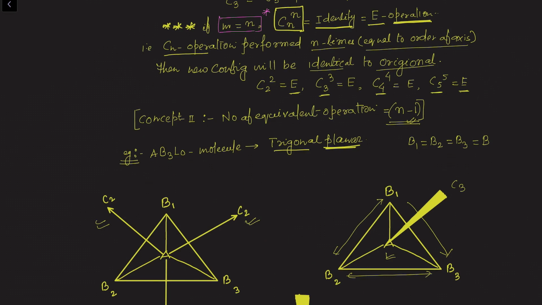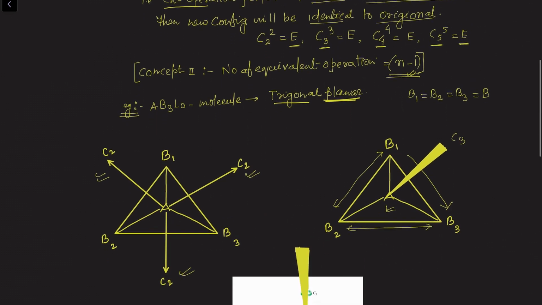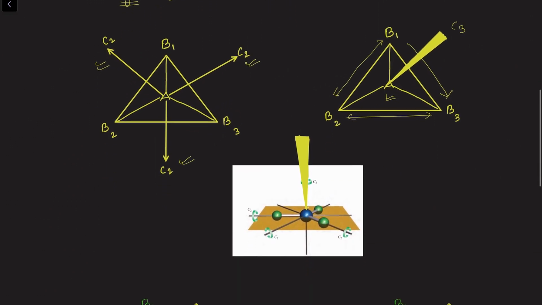For the visualization, we are taking the help of a 3D structure of an AB3 type of molecule. Now observe this structure carefully. In this structure, this is the molecular plane. In this plane you are keeping your triangle, and this is your C3, right?